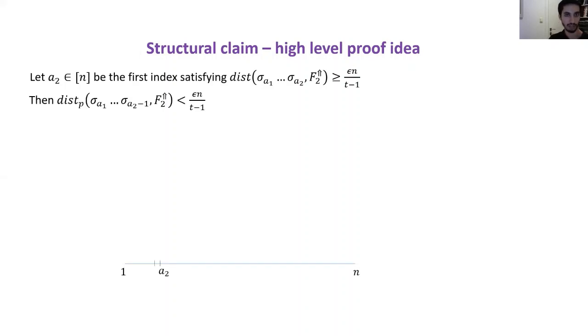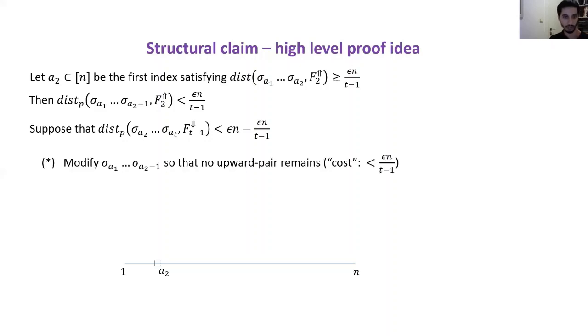Okay, so it's clear that the distance of sigma 1 to sigma A2 minus 1 must be less than epsilon n over t minus 1 by the definition of A2. And now we suppose that the distance of the rest of sigma, from sigma A2 to sigma AT, from ft minus 1 down, is less than epsilon n minus epsilon n over t minus 1.